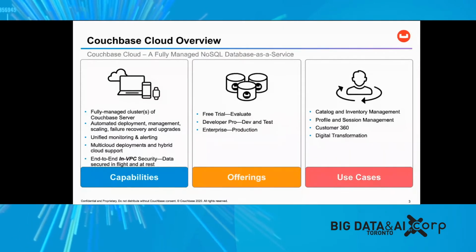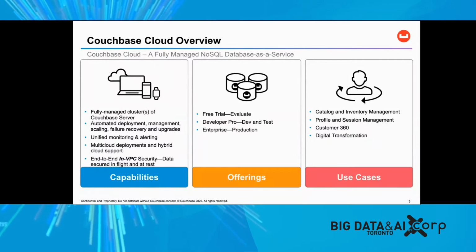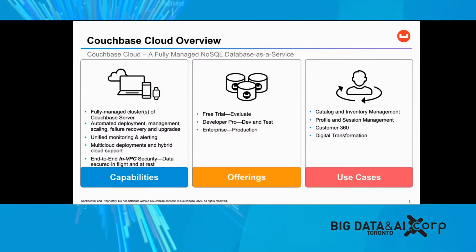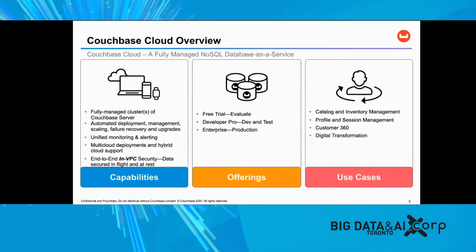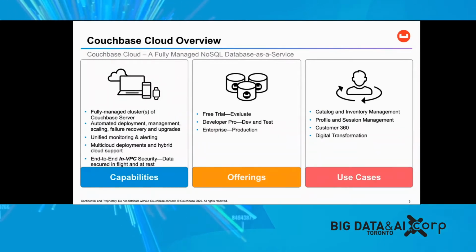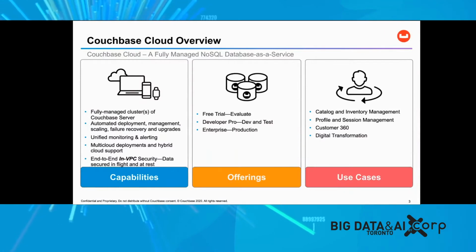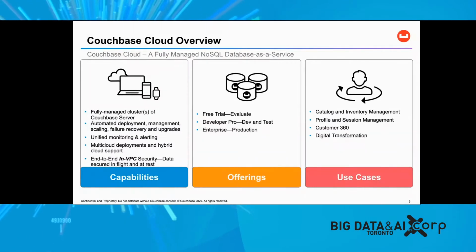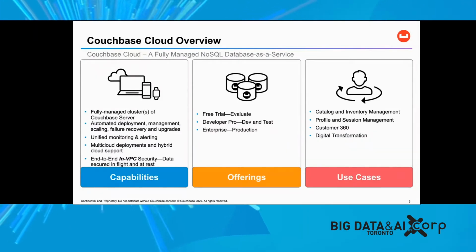And you have a single pane of glass that has all the clusters. In the same single pane of glass, you have monitoring and alerting. You can manage multiple clouds and multiple clusters across the clouds from one place. All of that with VPC security. Your data is secured in flight and at rest. You can go today to our website and just sign up for a free trial.